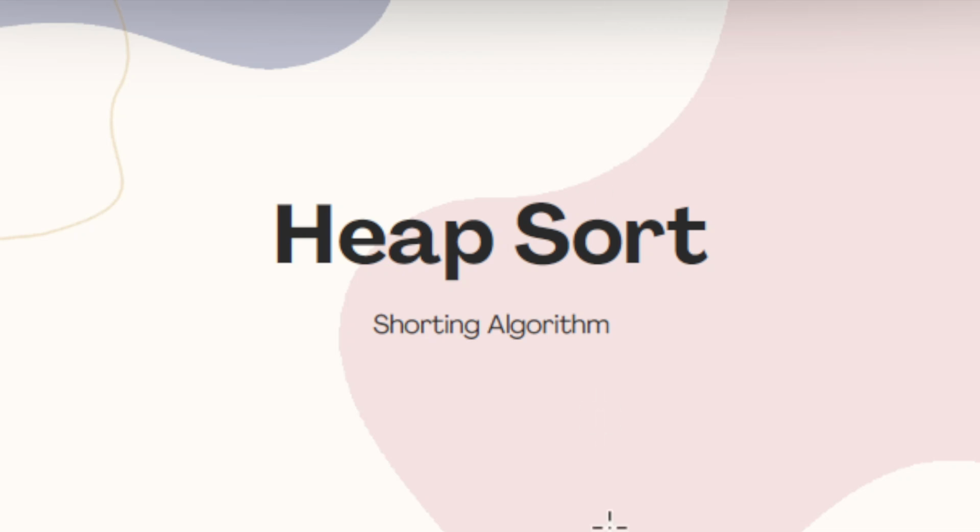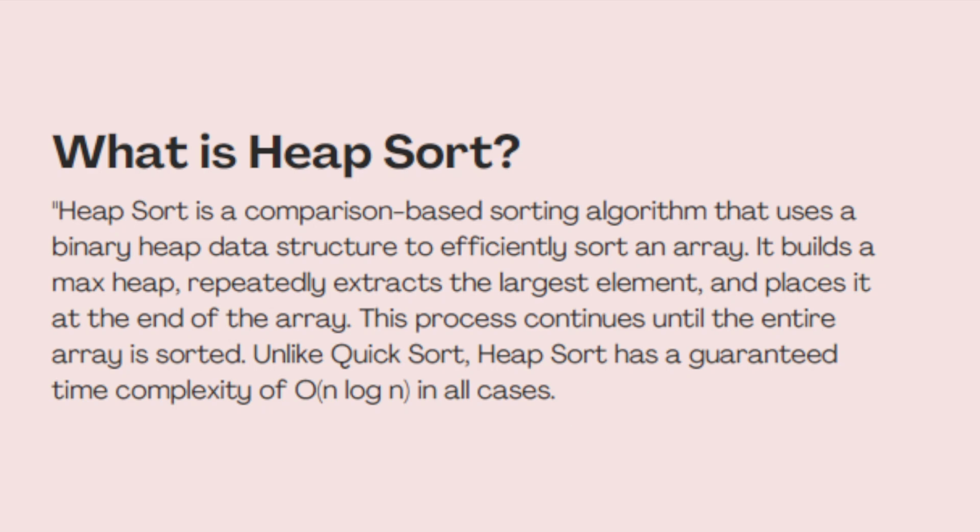Now see, what is heap sort? Heap sort is a comparison-based sorting algorithm that uses a binary heap data structure to efficiently sort an array. It builds a max heap, repeatedly extracts the largest element and places it at the end of the array. This process continues until the entire array is sorted. Unlike quicksort, heapsort has a guaranteed time complexity of O(n log n) in all cases.